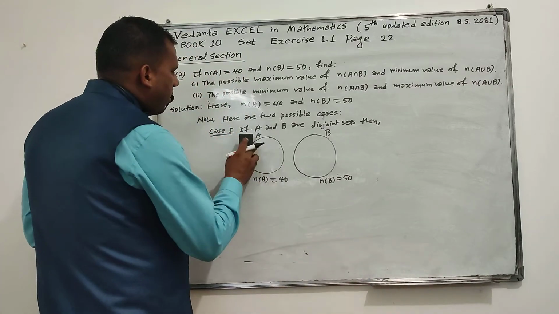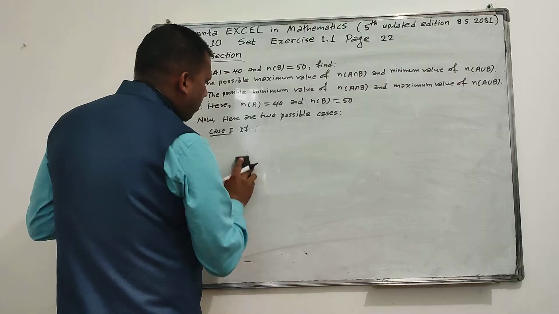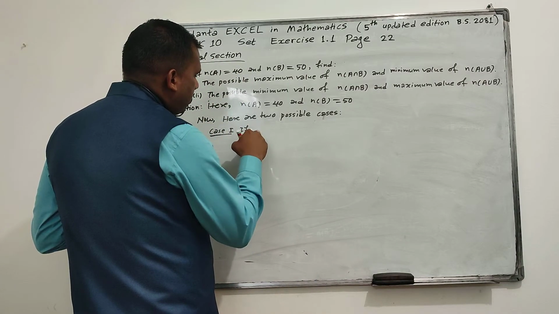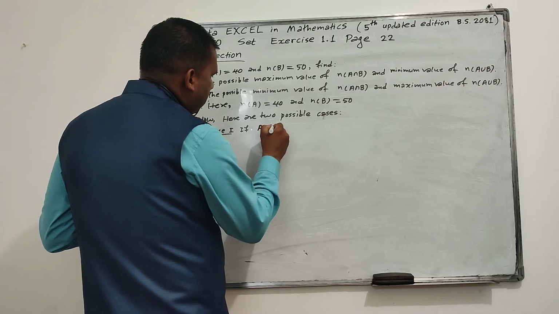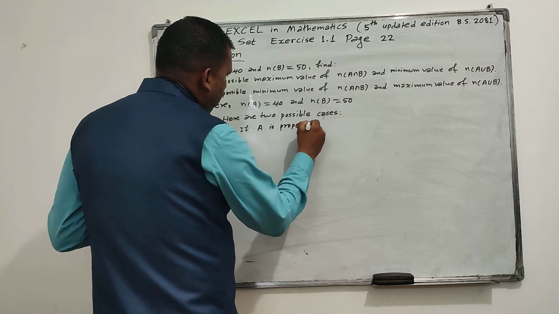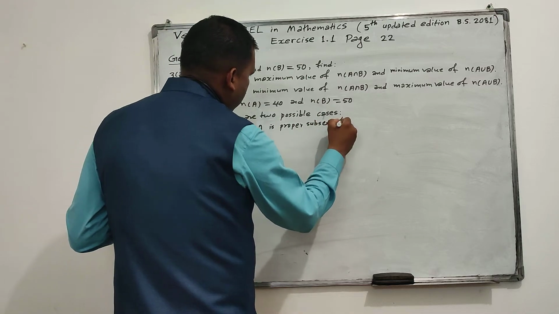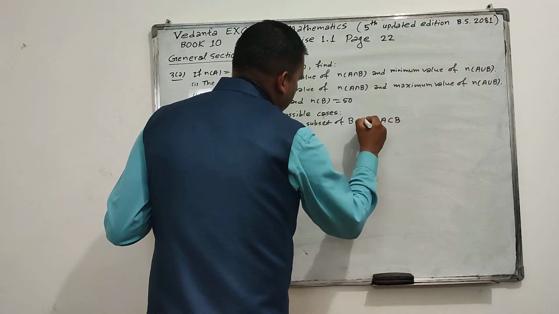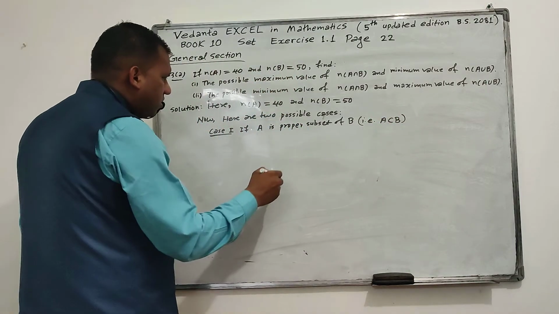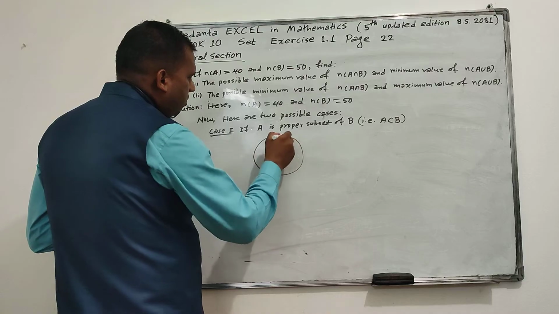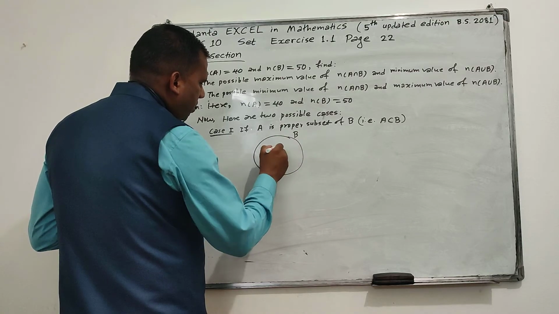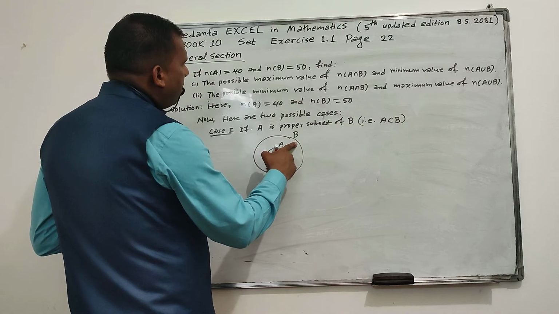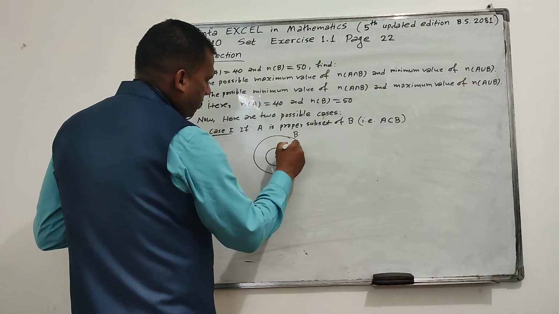First case, if A is a proper subset of B, that is A ⊂ B. In this case, the bigger set is B, and the smaller one is set A. Number of A is 40, here 40, and then B minus A is 50 minus 40, here is 10.